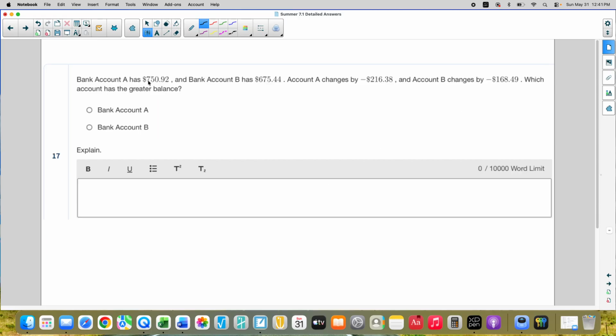Bank account A has $750.92. Bank account B has $675.44. Account A changes by negative $216.38. Account B changes by negative $168.49. Which account has the greater balance?